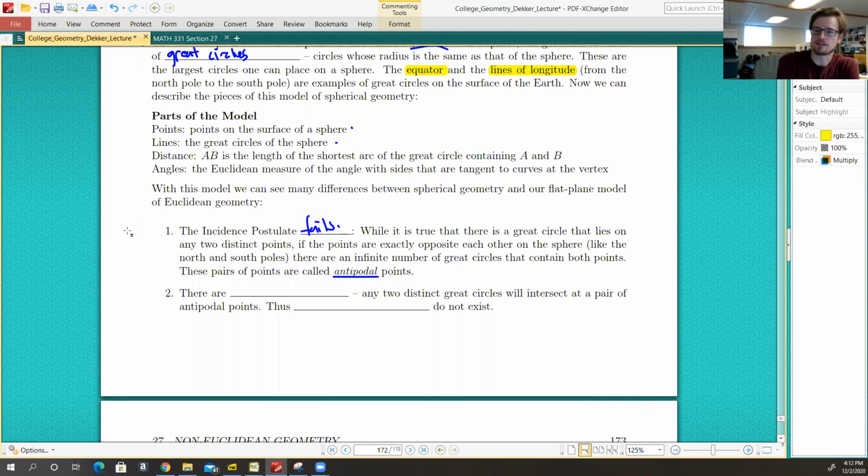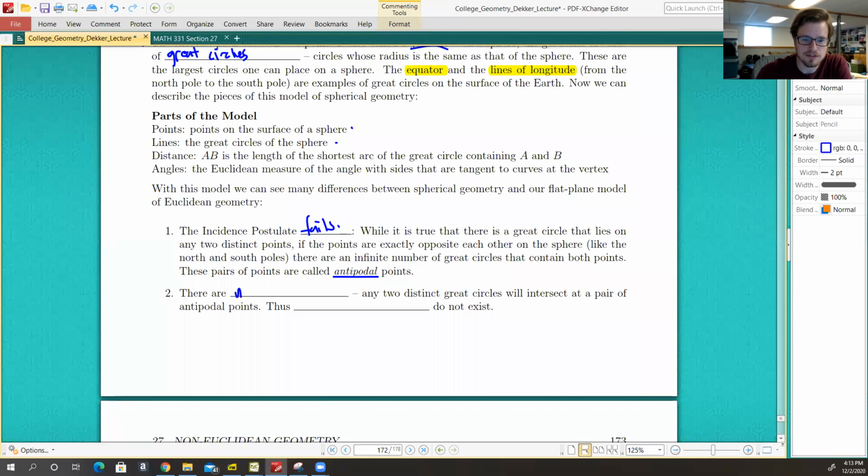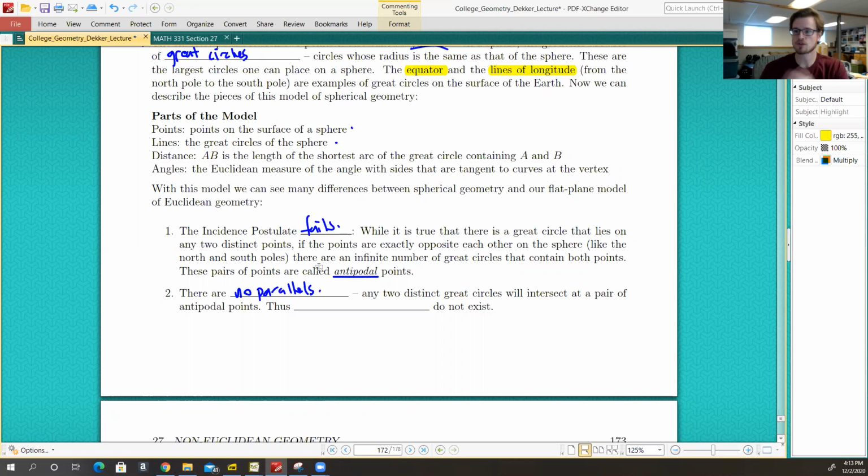So the incidence postulate fails. All right, there are no parallels. No parallels. We already showed that. Right? Two great circles will always intersect. Great circles are the lines.